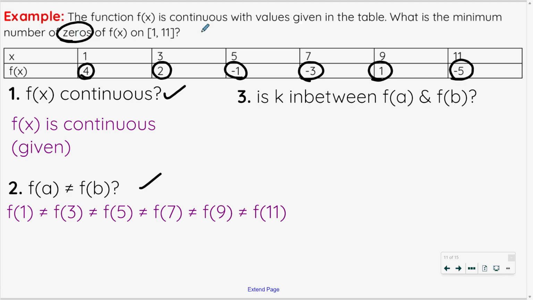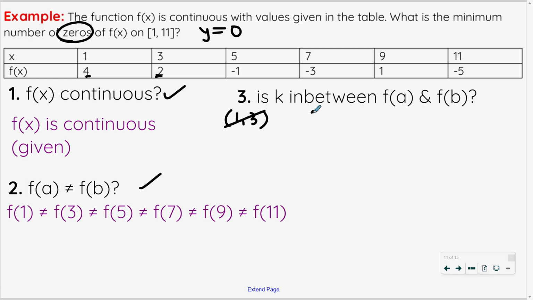Zeros are roots, x-intercepts. All of them have a y value of 0. So let's go through this table here and look at each one of the intervals and see if 0 lies in between there. In my first interval, between 1 and 3, my y value is 4 and 2. So there's no chance of it crossing the x-axis. So that one doesn't work.